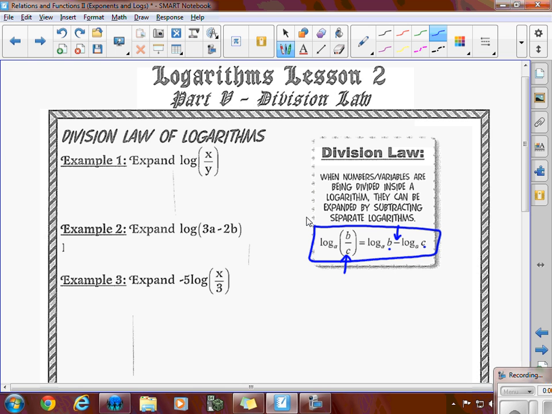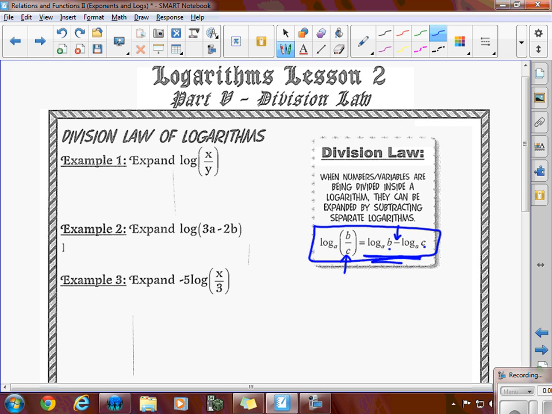So just like the multiplication law of logs, where they could be separated into an addition, this one can now be separated, but since it's division, we look at it as a subtraction, because remember, the answer to a log is an exponent. So when we have exponents to the same base, we subtract exponents. So in essence, we're just subtracting two exponents here.